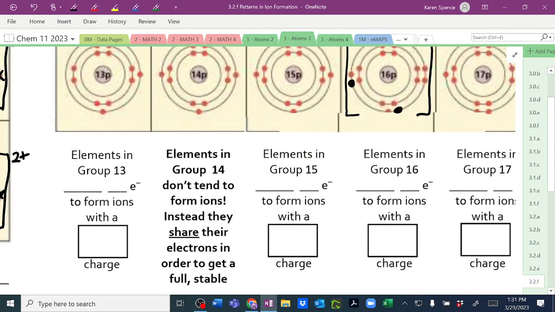So if you're like, what's the charge of group 14? They don't really tend to form charged particles. They tend to share their electrons instead to get that full outer shell. We will look at that more towards the end of this unit, when we're doing some Lewis structures. So just don't worry about group 14, right? They don't form charges, at least not to speak of, very rarely. And we don't do rare stuff in grade 11, so it's fine. They just don't, okay?